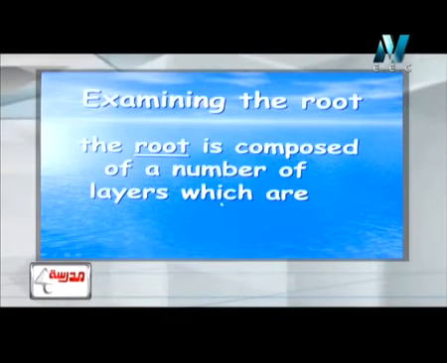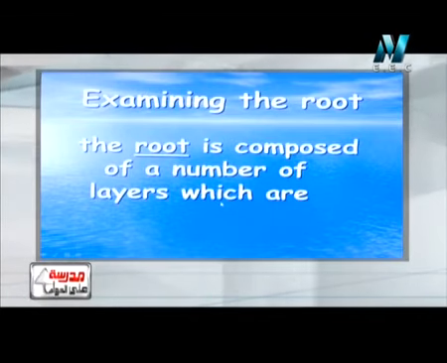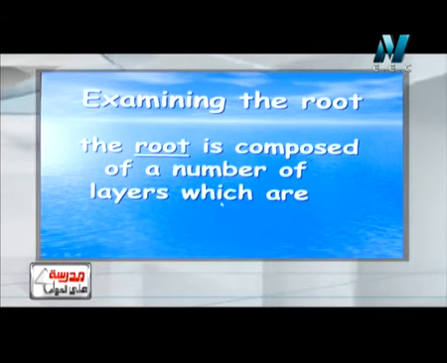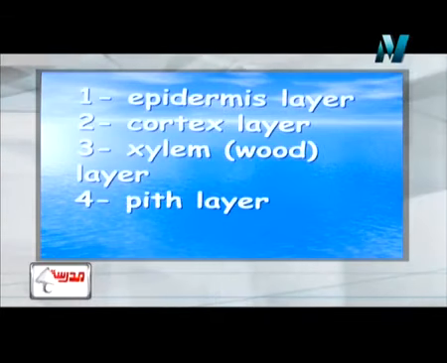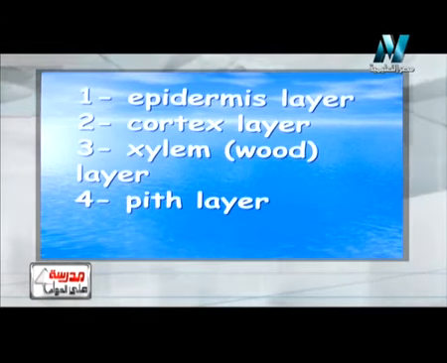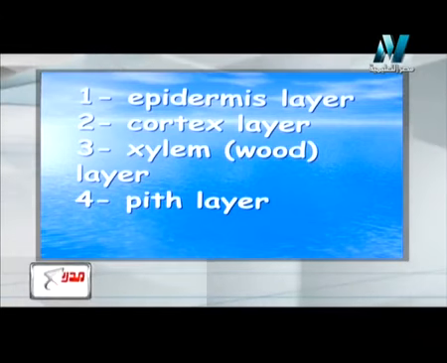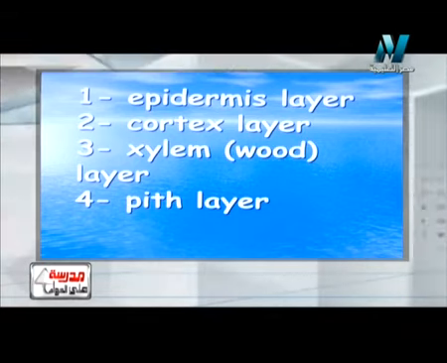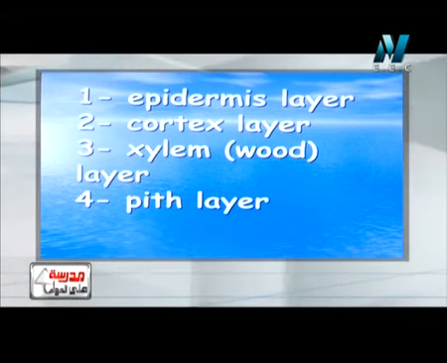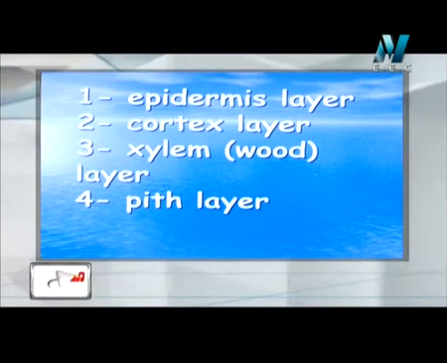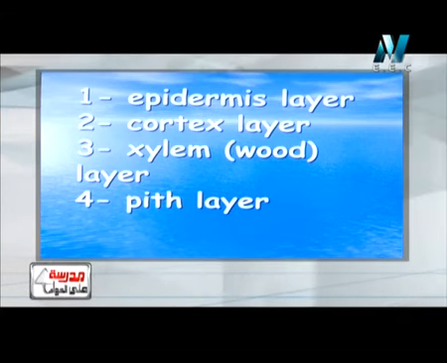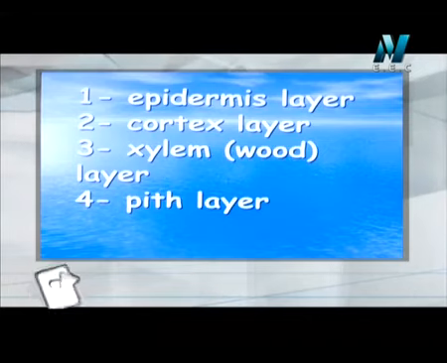Examining the root. The root is composed of a number of layers, which we said are 4 layers, which are epidermis layer, cortex layer, xylem or wood layer, and at last pith layer. So we have 4 layers in order in the section of the plant root, which are epidermis, cortex, xylem, and at last the pith.